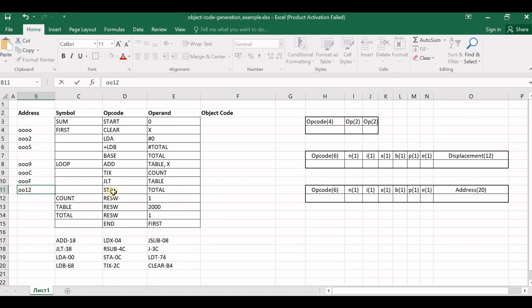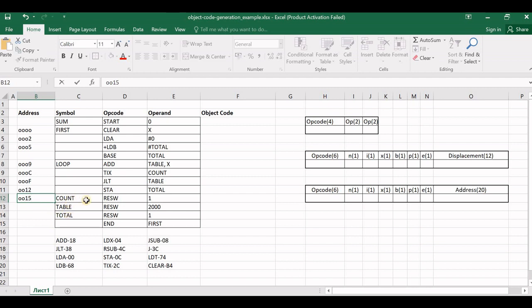Now check which format STA total is in. It is not in format 1 since it has an opcode as well as an operand, it's not in format 2 because the operand is not a register, and it's not in format 4 since the instruction is not starting with the plus symbol. It is in format 3. So this instruction occupies 3 memory locations: it starts at address 12, so goes up to 12, 13 and 14. So the next instruction starts at address 0015.